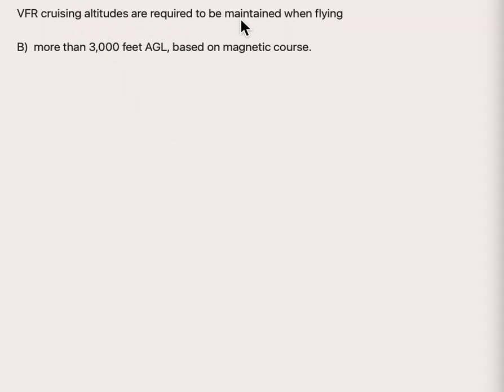VFR cruising altitudes are required to be maintained when flying more than 3,000 feet above ground level based on magnetic course. I didn't know that. So if you're above 3,000 feet above ground level, you have to fly based on magnetic course.